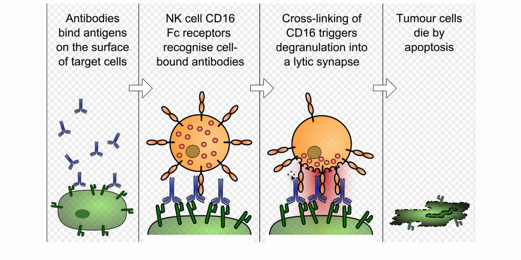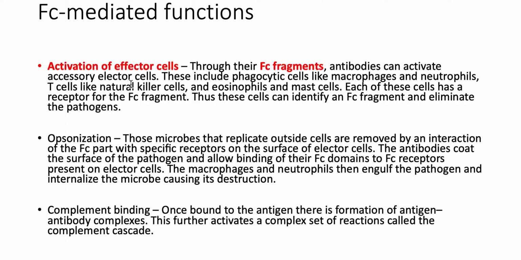So this is the antibody. These are the effector cells. The Fc region is responsible for activating the effector cells, and for opsonization. Those microbes that replicate outside cells are removed by an interaction of the Fc part on the surface of effector cells. The antibodies coat the surface of the pathogen and allow binding of their Fc domain to Fc receptors present on effector cells. And then complement binding.